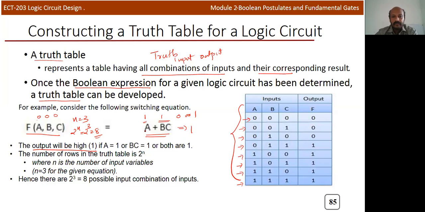And we know that the output of the function f is equal to 1 when a is equal to 1. Okay, we already got here a is equal to 1. This is an OR operation, a plus bc, and the entire operation is a plus bc. So here you can consider it as an OR operation. So if a is equal to 1, the output is 1. In the last 4 combinations, a is equal to 1, so your output will be 1, irrespective of the values of b and c.